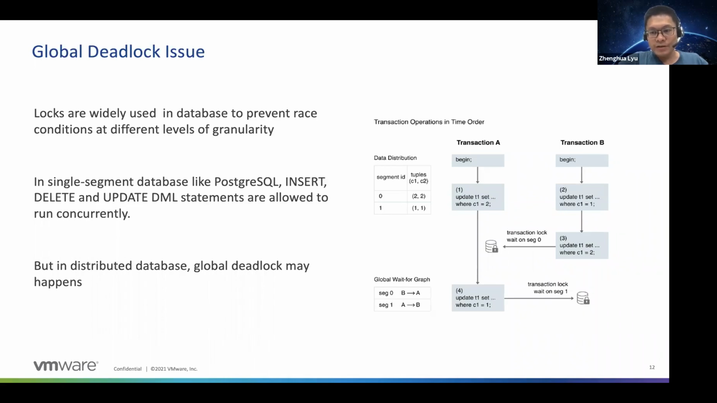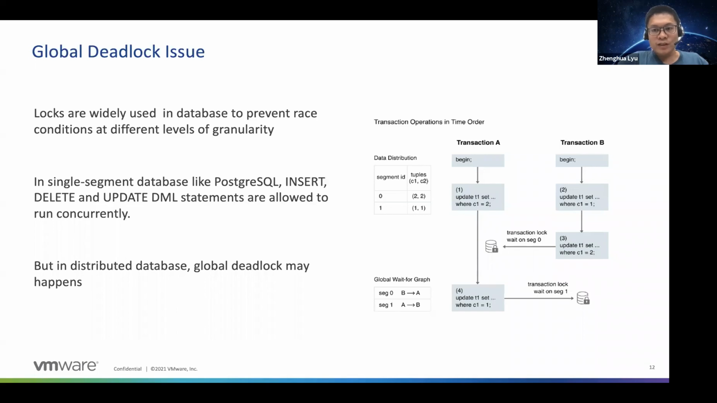Then transaction B continues to update the tuple which just updated by transaction A, and this tuple is on segment 0. So transaction B has to wait for transaction A on segment 0. This is a transaction lock wait because they are both writing the same tuple.